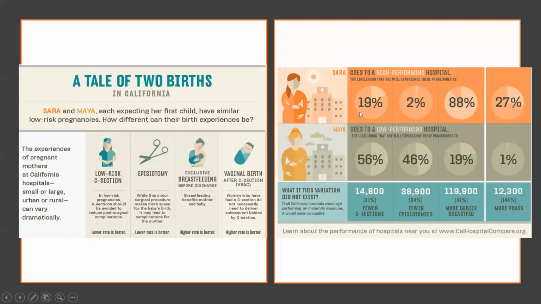Insurance companies are looking at this. Patients are taking a more active role. Certain providers that have really high cesarean section rates that are unnecessary are being asked to change their practices and start encouraging vaginal birth.